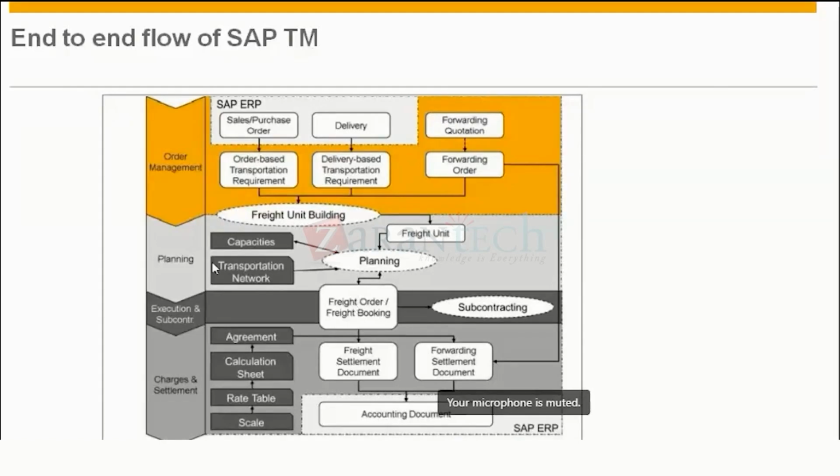So that's where we come into the fourth pillar, which is the charge management and settlement pillar. Every freight order and freight booking with a carrier assigned must have the charge calculation done automatically based on the agreement. Within an agreement, there are certain other components which help you decide the total charges, called the calculation sheet, rate table, and scale. We'll come into this terminology later on, but you can say this is the pricing procedure.